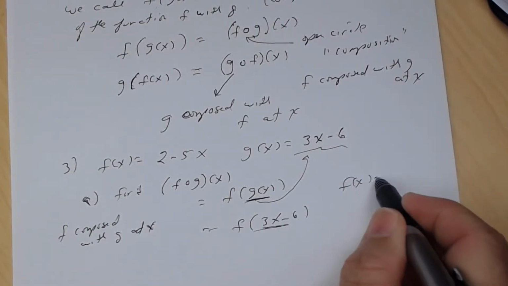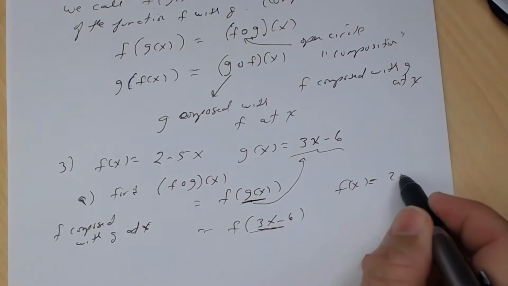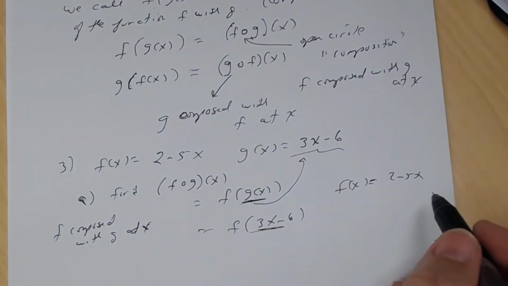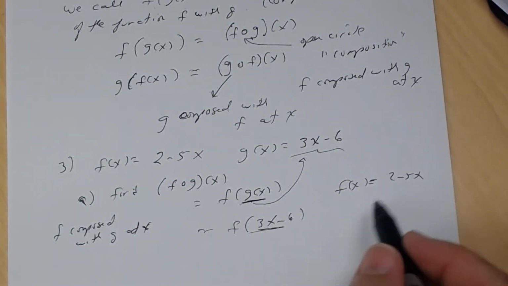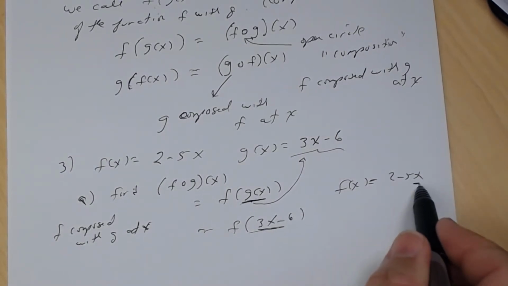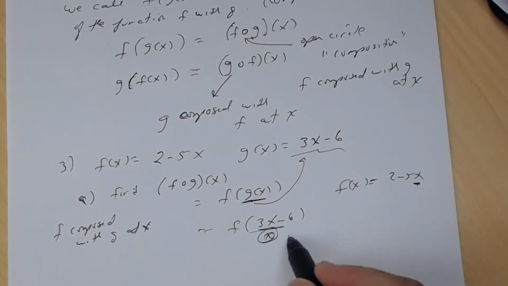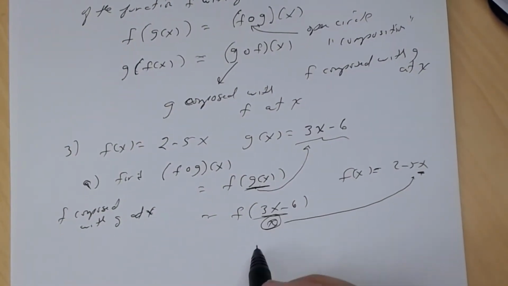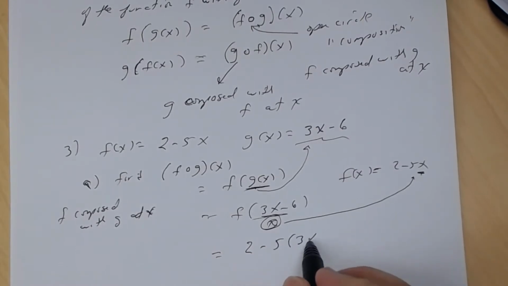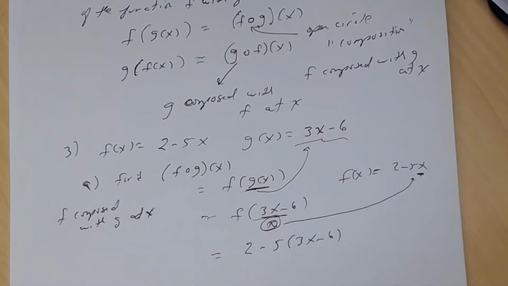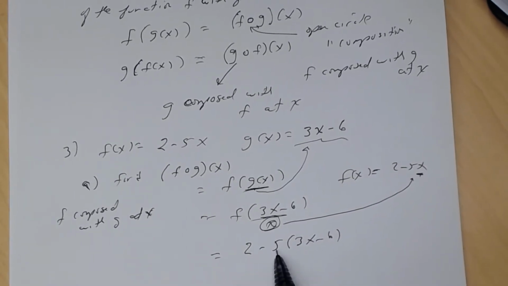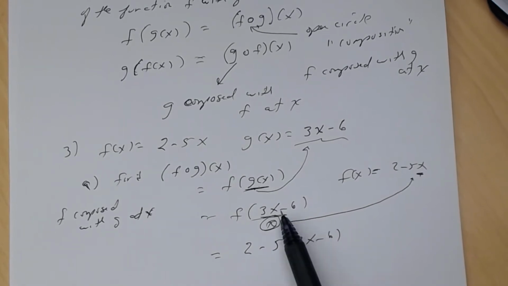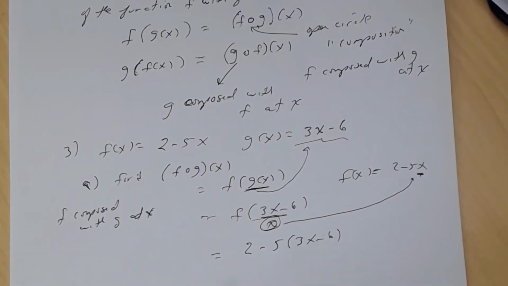So remember, function f was f of x equals 2 minus 5x. I'm going to go to my function f, and where we see the variable x, I'm going to substitute 3x minus 6. So this becomes 2 minus 5 in parentheses 3x minus 6. Notice 2 minus 5x, remember, this was x. What am I replacing x with? I'm replacing x with 3x minus 6.